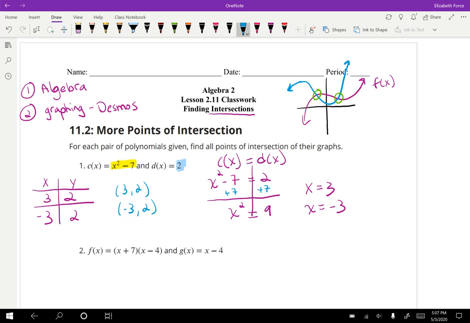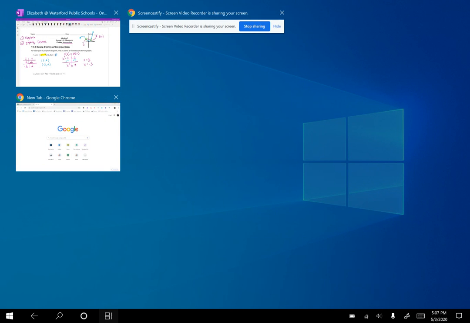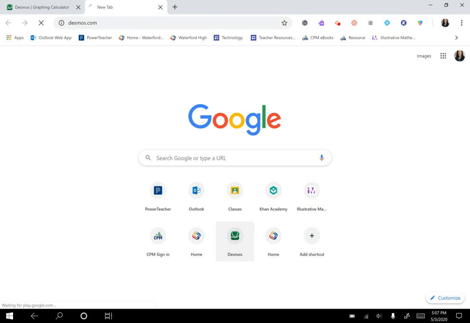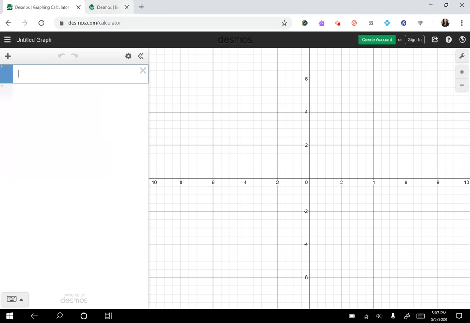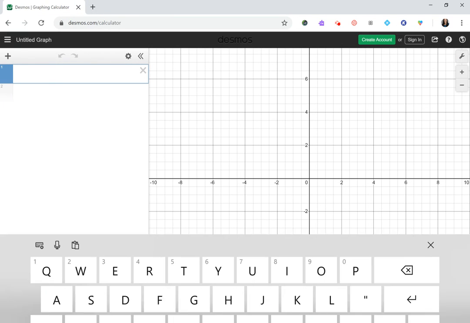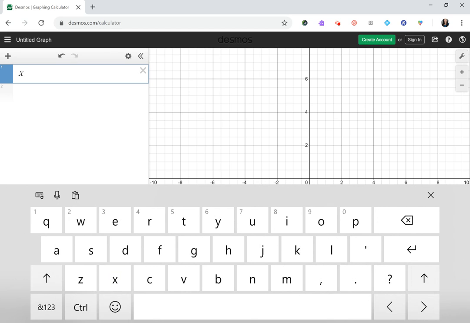So I've showed you how to do it algebraically, with algebra, but we could also get this answer graphically by using Desmos and putting both of these functions in, making two graphs. So I'm going to go ahead and move my screen over to Desmos, and I'm going to type x squared minus 7 into one function. I already got the graph actually right there. So we're going to come over here and we're going to type x squared.